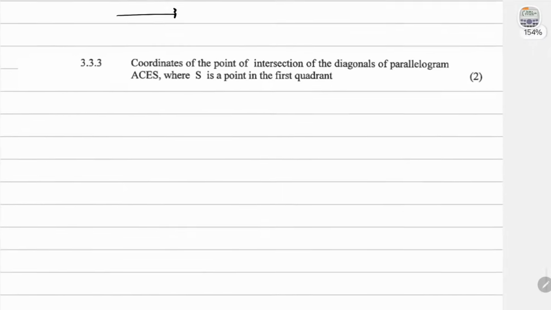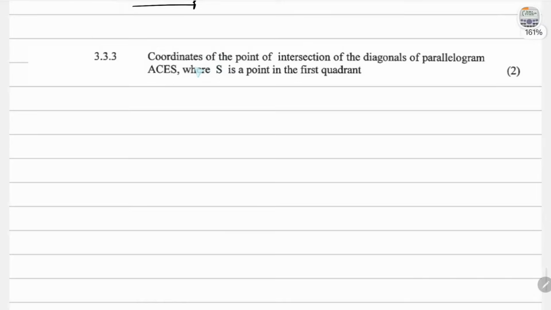Question 3.3.3 says, calculate the coordinates of the point of intersection of the diagonals. So this is what they want us to find, the point of intersection of the diagonals of a parallelogram ACES, where S is a point in the first quadrant.